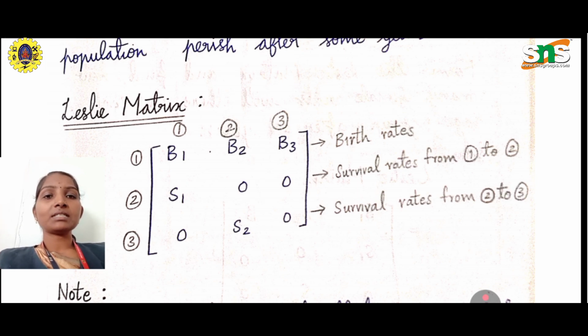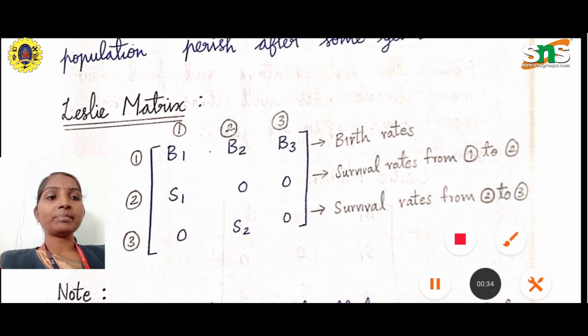So in the previous classes, we have seen what a Leslie Matrix is and the problems dealing with it. This is a small remembrance for the Leslie Matrix. In the first row, it will contain B1, B2 and B3. The second row will contain S1, the survival rate from stage 1 to 2. And in the third row, it will contain the survival rate from stage 2 to 3. So we will move on to the problem.